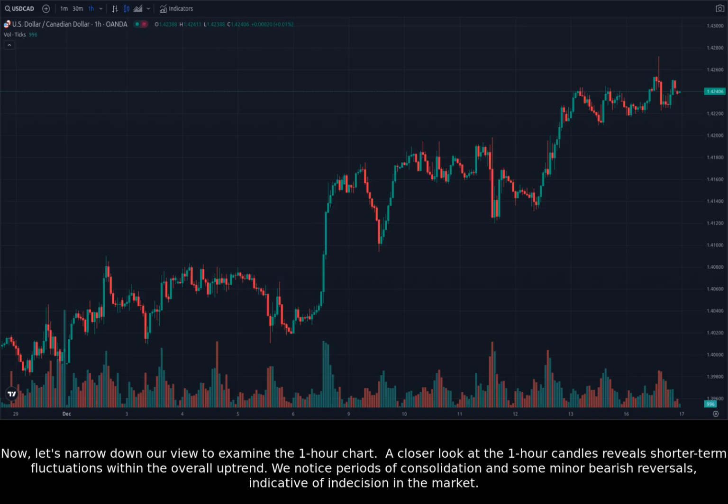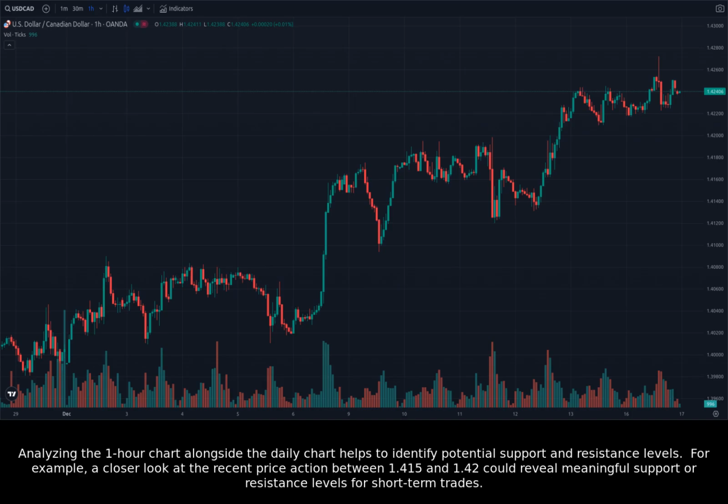Now, let's narrow down our view to examine the 1-hour chart. A closer look at the 1-hour candles reveals shorter-term fluctuations within the overall uptrend. We notice periods of consolidation and some minor bearish reversals, indicative of indecision in the market. Analyzing the 1-hour chart alongside the daily chart helps to identify potential support and resistance levels.